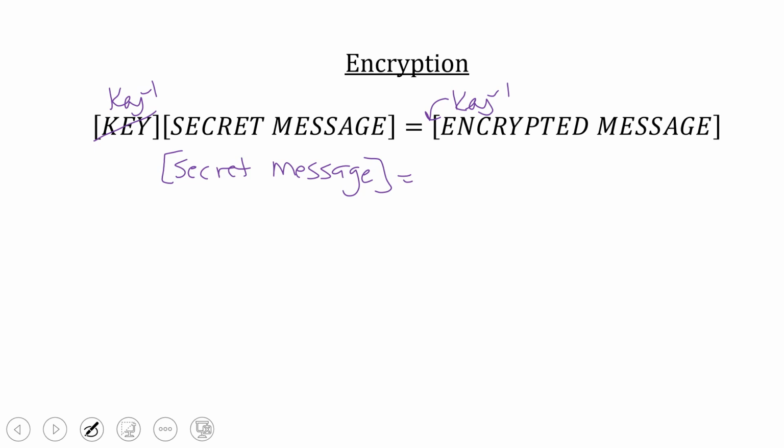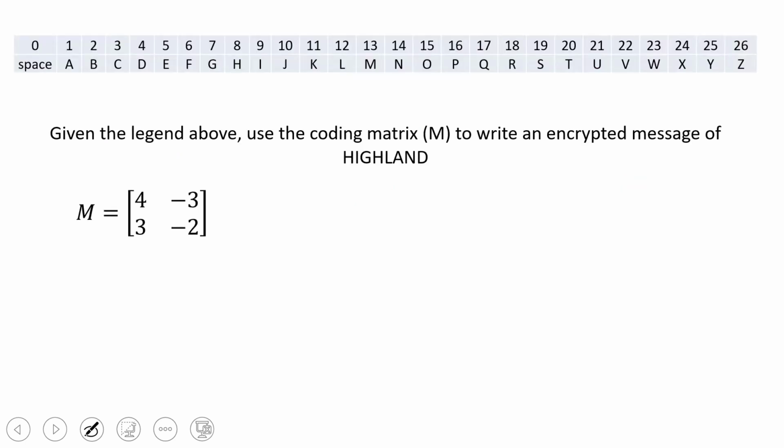When you are multiplying, you have to take the inverse of the key times the encrypted message in order to get the secret message. So to make that happen, we're going to say that up here is the general code, and it's the English alphabet, but 0 is a space.